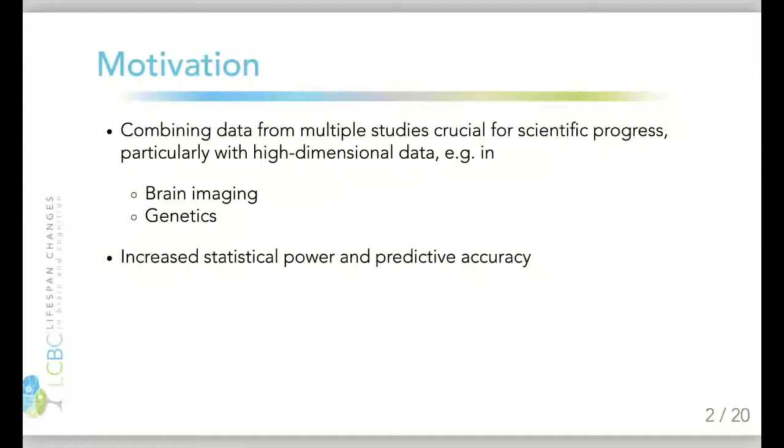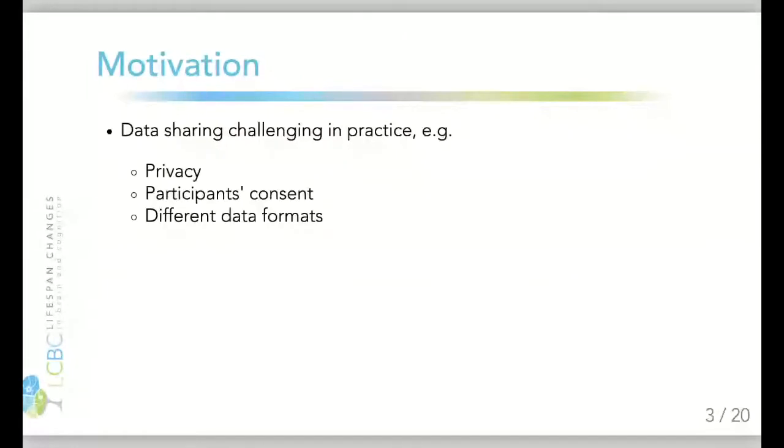However, there are some practical challenges to this. First of all, privacy: there are lots of concerns when it comes to sharing data between different research groups. Also, it might be legal: in the original data collection, maybe the participants weren't asked whether they consented to the data being shared, for example, out of the country. And it might also be practical, so that different labs use different data formats.